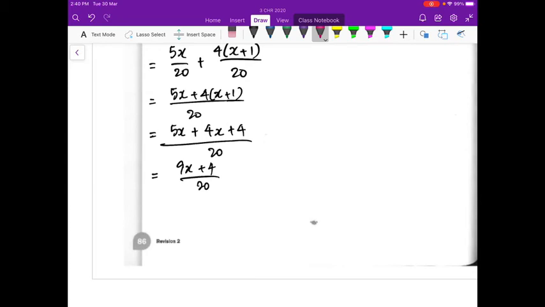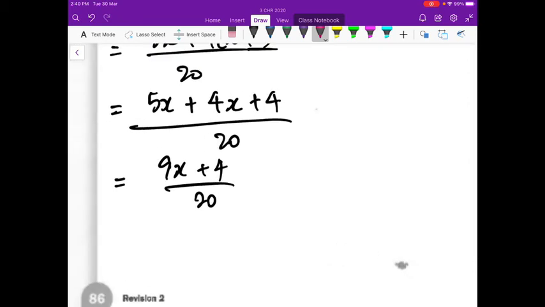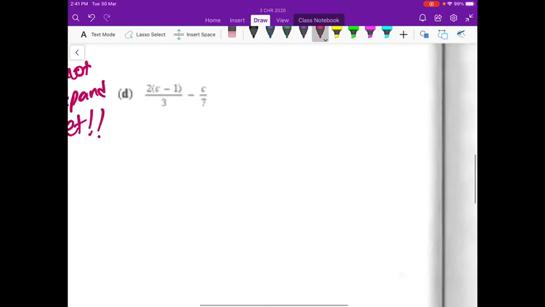How do you cancel? 4 and 20? Cannot. But the 9 doesn't have a factor of 4. Okay? Okay, last question on this page.